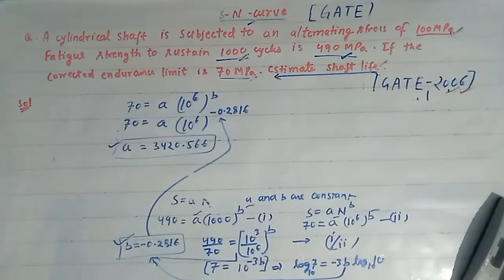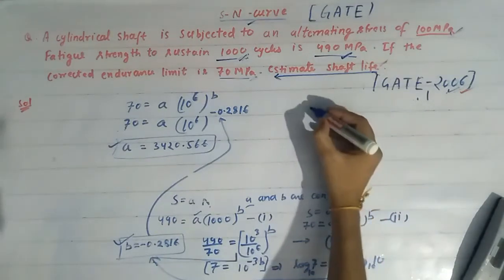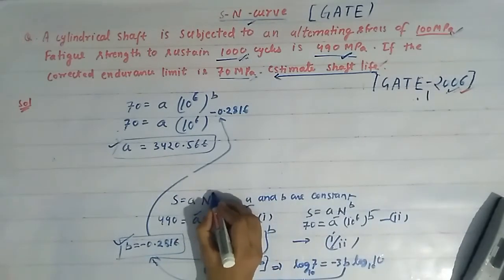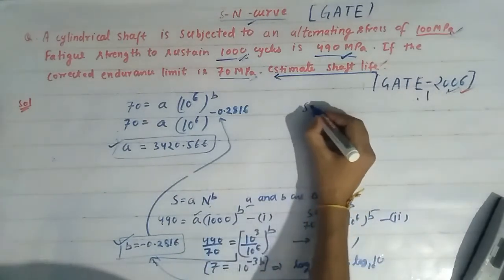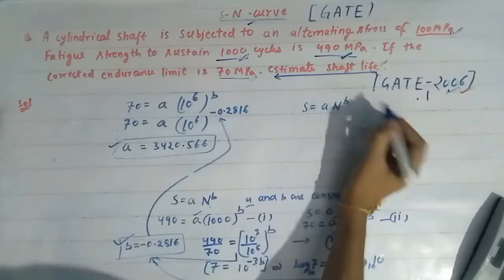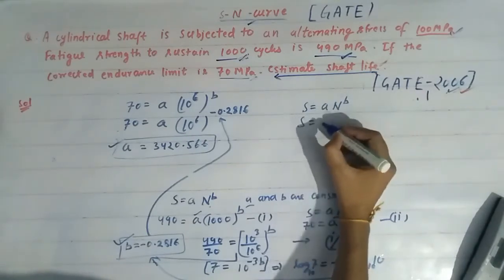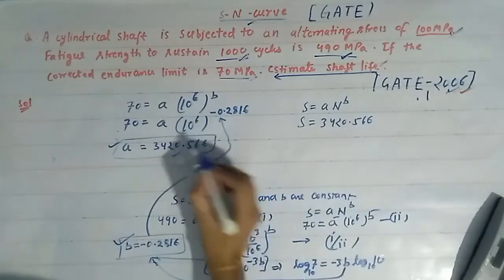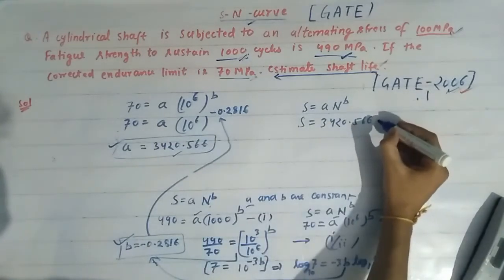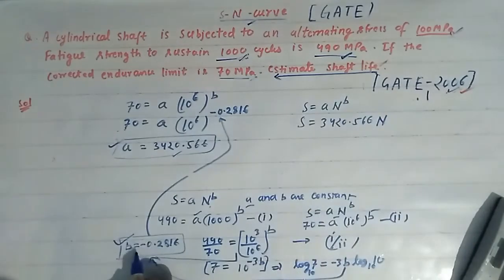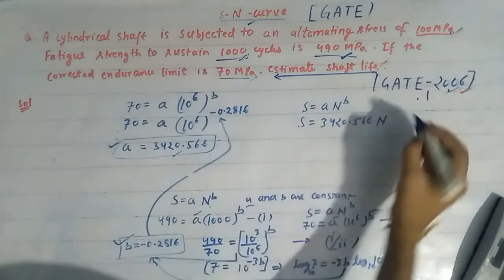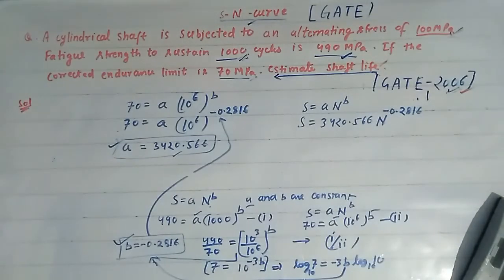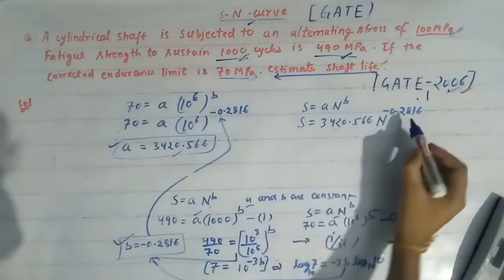In the next step we write the equation again for the stress, S = A N^B, and putting the values of A and B: A is 3420.566, N is written as it is, and B is -0.2816. So this is the value of A and this is the value of B.